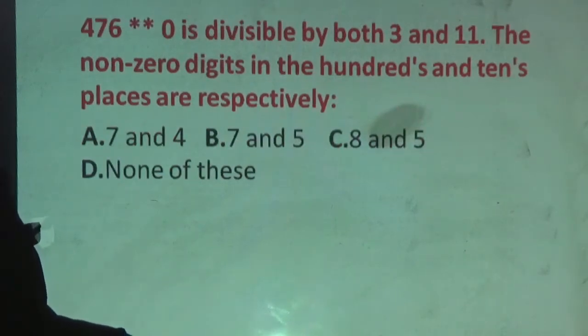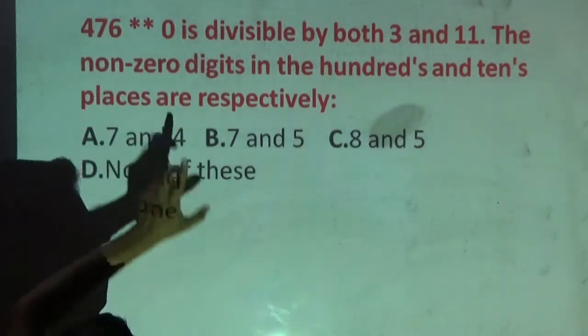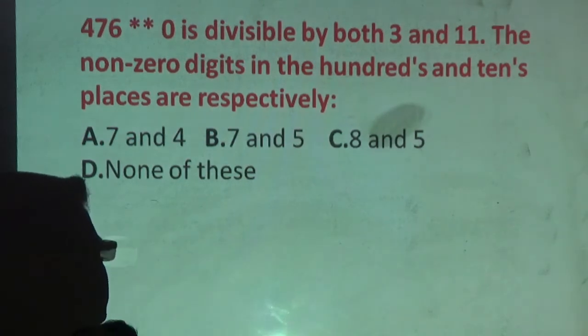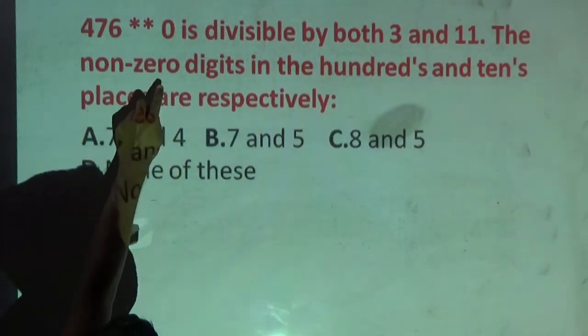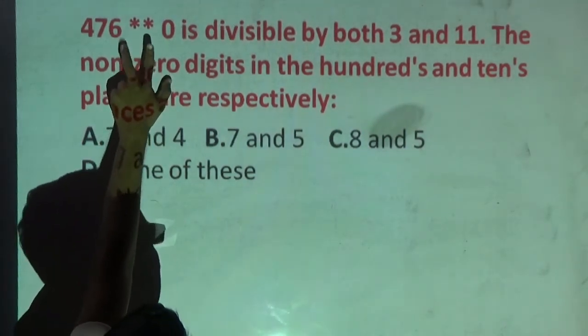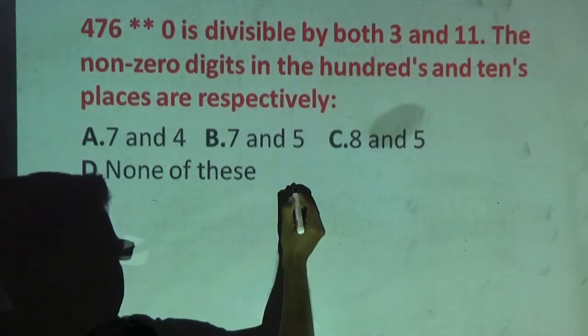Next, 476**0 is a number. This number is divisible by both 3 and 11. Then the non-zero digits go in the tens place and hundreds place. What are the numbers given? So what is the given number?